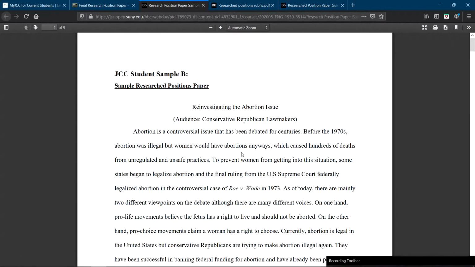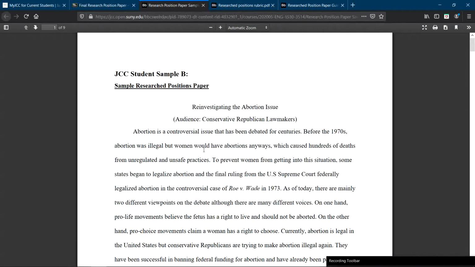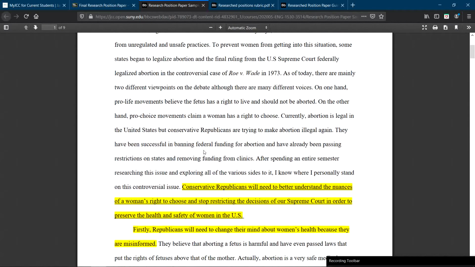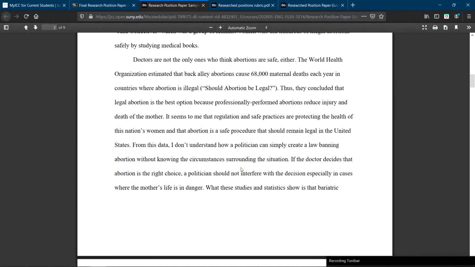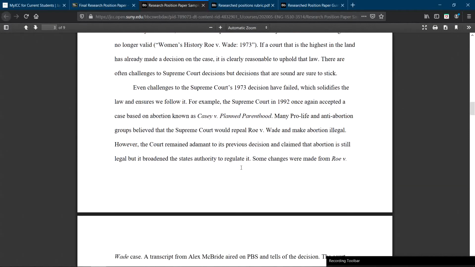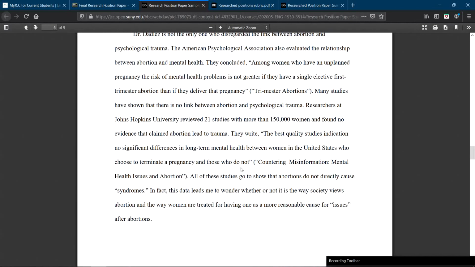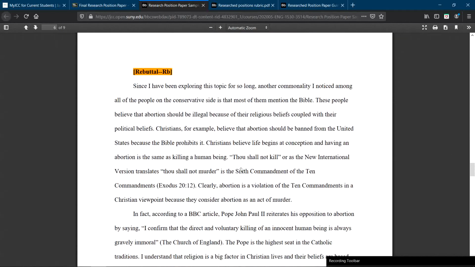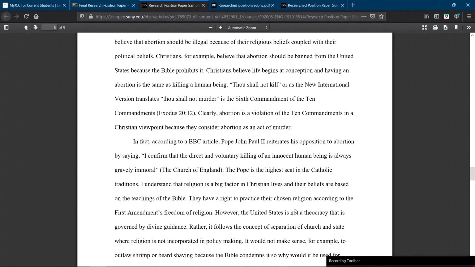But anyways, going back to the Blackboard page, this is where our research position paper sample is. I did highlight the thesis statement and also the topic sentences, but I will be talking more about this sample next week. But it's not a bad idea to start looking at it. And one thing I will be talking about again is the rebuttal. I'll be talking about that next Thursday.